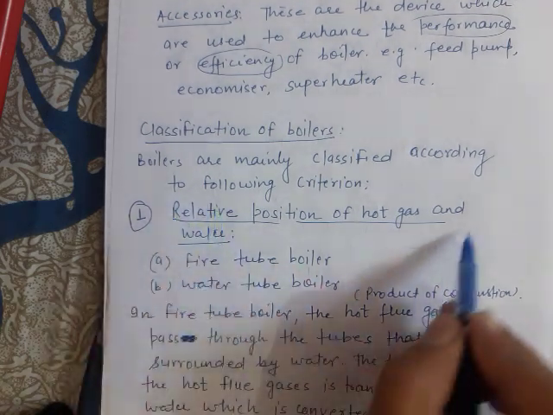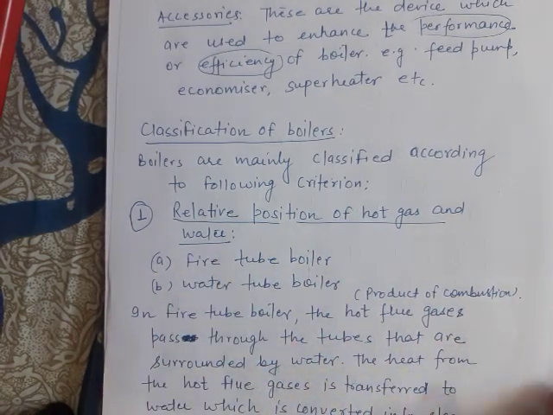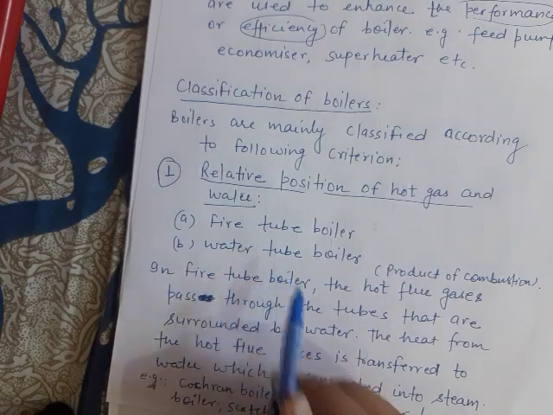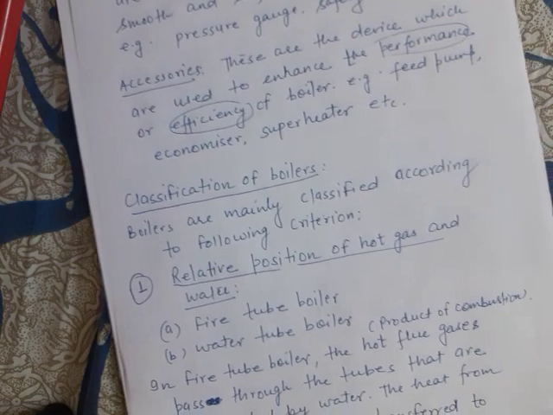On the basis of this criteria, that is relative position of hot gases and water, the boilers can be classified into two categories. One is fire tube boiler and another one is water tube boiler. Please note what is the meaning of this fire tube and water tube boiler.